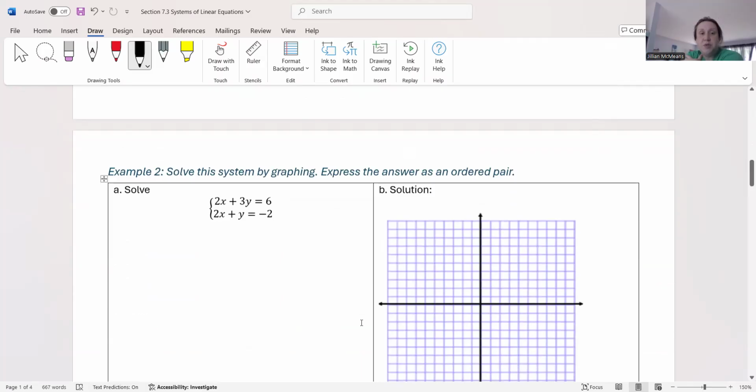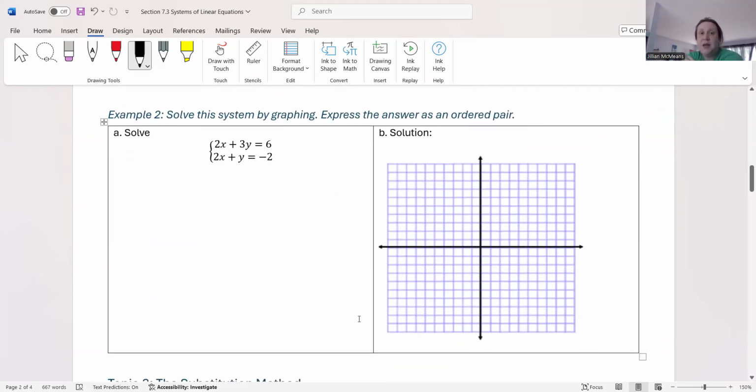Example 2 says, solve this system by graphing, express the answer as an ordered pair. The easiest way to graph linear equations in two variables is to graph using slope-intercept form, meaning you solve for y. That automatically gives you the slope of the line and the y-intercept, and then we can use the y-intercept and the slope to graph. The system that we need to solve is 2x plus 3y equals 6, and 2x plus y equals -2. So what ordered pair satisfies both of these? First, I'm going to rewrite my system using slope-intercept form.